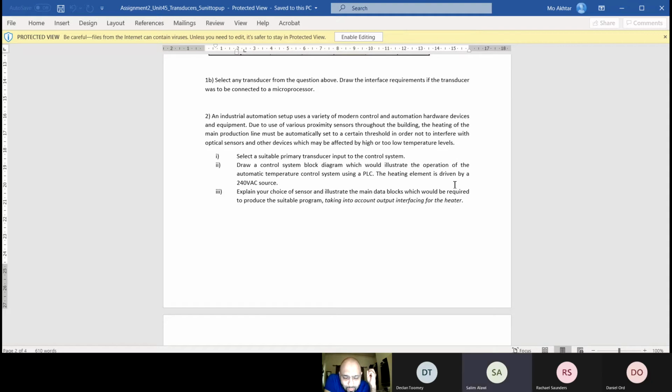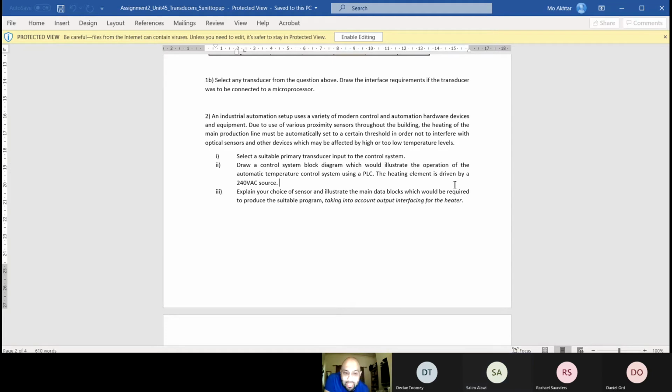Yeah. And it says you take into account output interfacing for the heater. So there'll be relays that you're going to switch on anyway, so it'll be a relay system. Now, a little hint here. You need to have a safety device, a safety off switch, to switch it off if anything happens, because it's all connected to the PLC. You've got to be able to have a safety device.